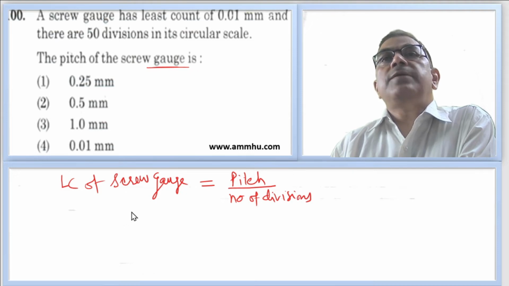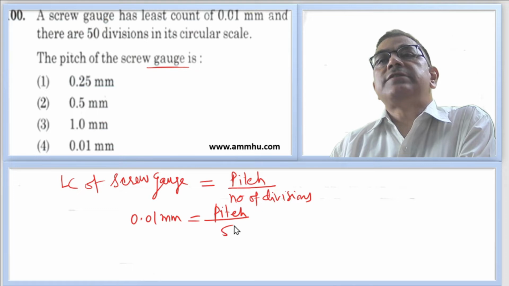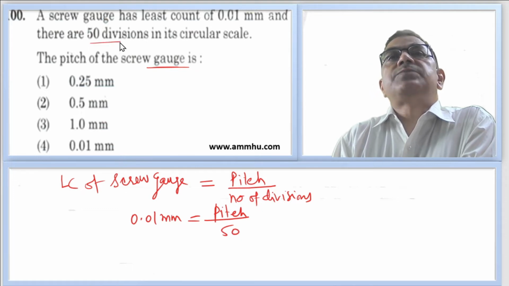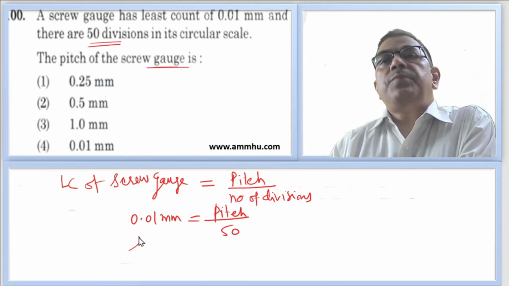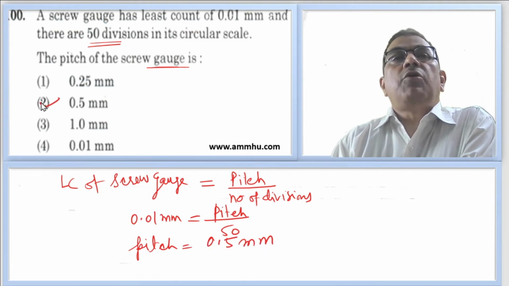divisions. And over here, see, the least count is given to be 0.01 mm, and we have been asked to calculate pitch, and number of divisions happens to be 50 as per the problem. So the pitch is 0.5 mm. So the second option is correct. Is that right? Let's come to the next problem.